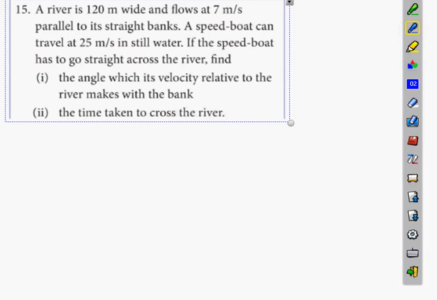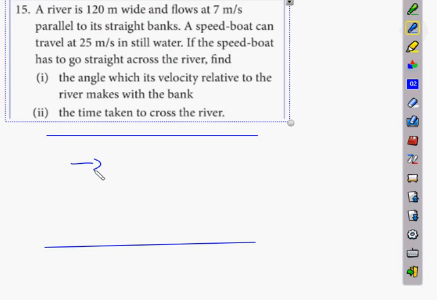Okay, so we're going to have just our two banks here and here, and we know the velocity of the river, we call it VW or VR, whichever takes your fancy. I'll just call it VW still. Okay, so VW is 7 meters per second. And we're going to travel this direction here to combat the river. Now the boat can go 25 meters per second. Okay, so 25 is this way.